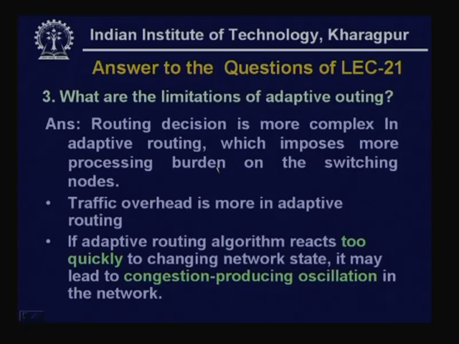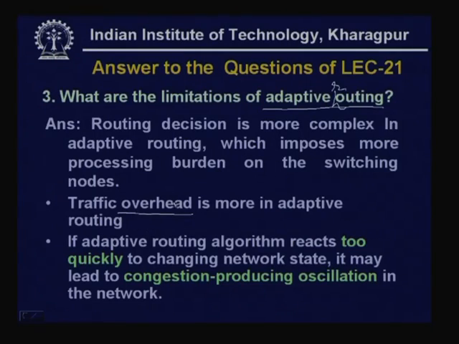Third question was, what are the limitations of adaptive routing? Answer is, the routing decision is more complex in adaptive routing, which imposes more processing burden on the switching nodes. As I have already mentioned, the routing algorithm used in adaptive routing is quite complex. As a result, it imposes a burden on the switching nodes, and the traffic overhead is more in adaptive routing. We have seen that in adaptive routing we have to use some additional packets for control purposes. That is why the traffic increases.